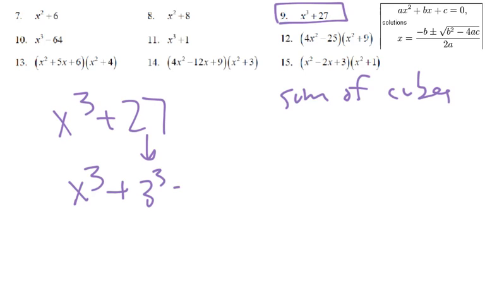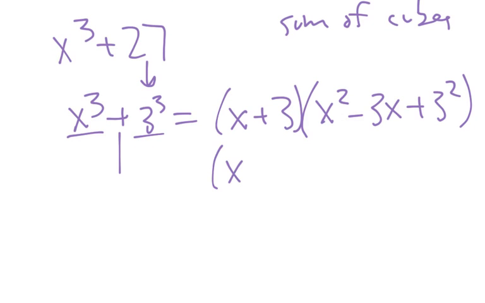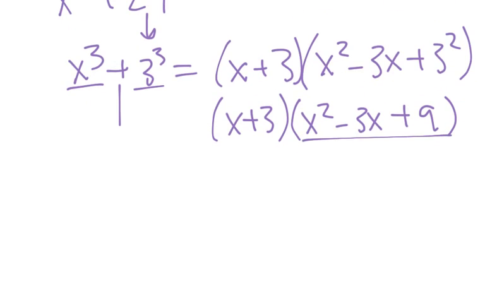So with the sum of cubes, the way it works is you take those two numbers and, let's see, it's plus, so we would go x plus 3 times x squared minus 3 times x, plus 3 squared. Okay, so we'd have x plus 3 times x squared minus 3x plus 9, which could be simplified further, right?